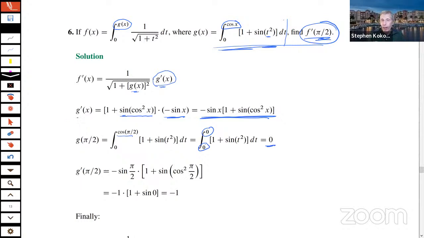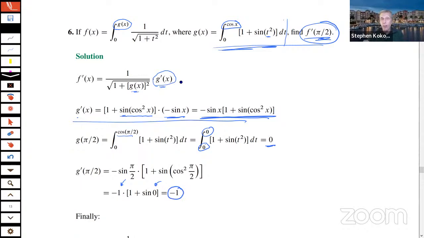Well, I've got g prime here. I'm going to plug in a pi over 2: minus sine of pi over 2, times 1 plus sine of cosine squared of pi over 2. Holy Toledo. Sine of pi over 2 is 1. Cosine squared, cosine of pi over 2 is 0, so square that. Sine of 0 is 0. That's just minus 1. Yikes.